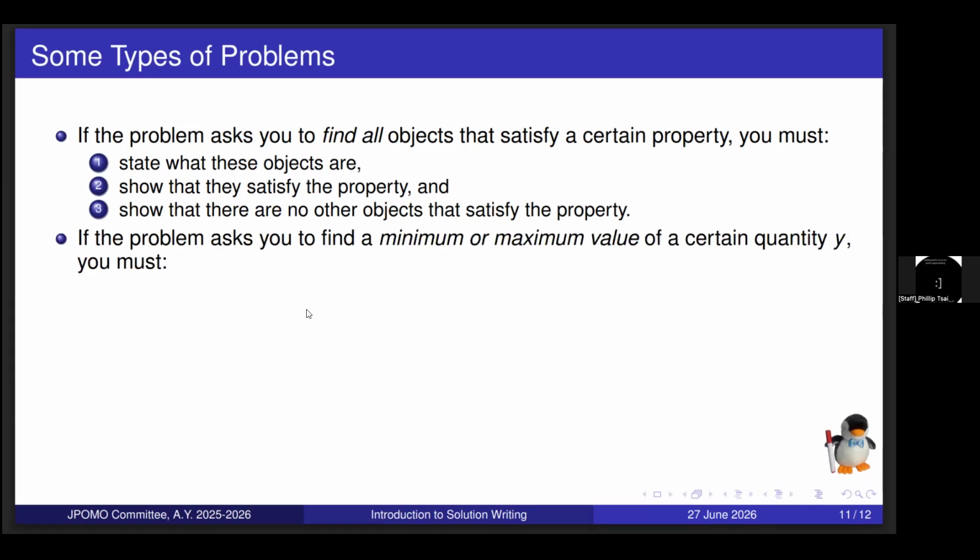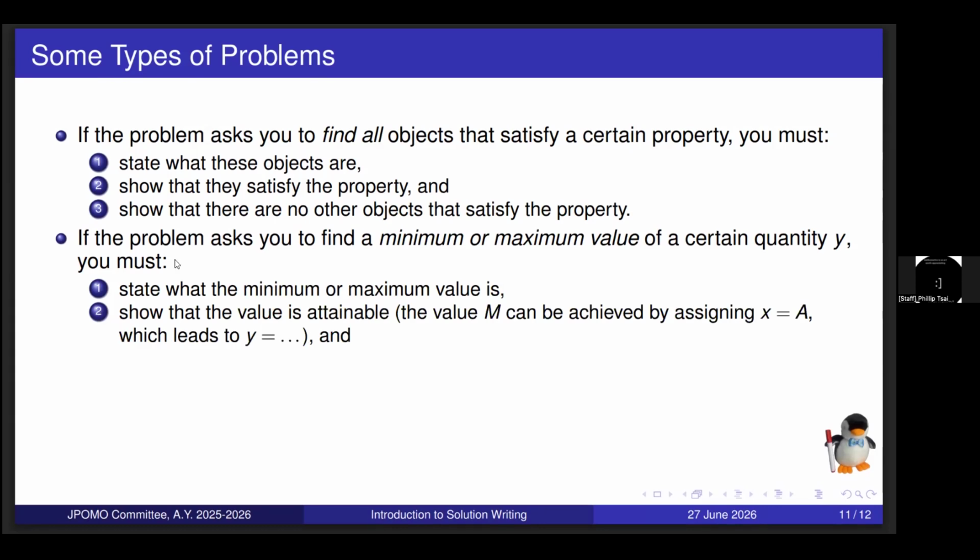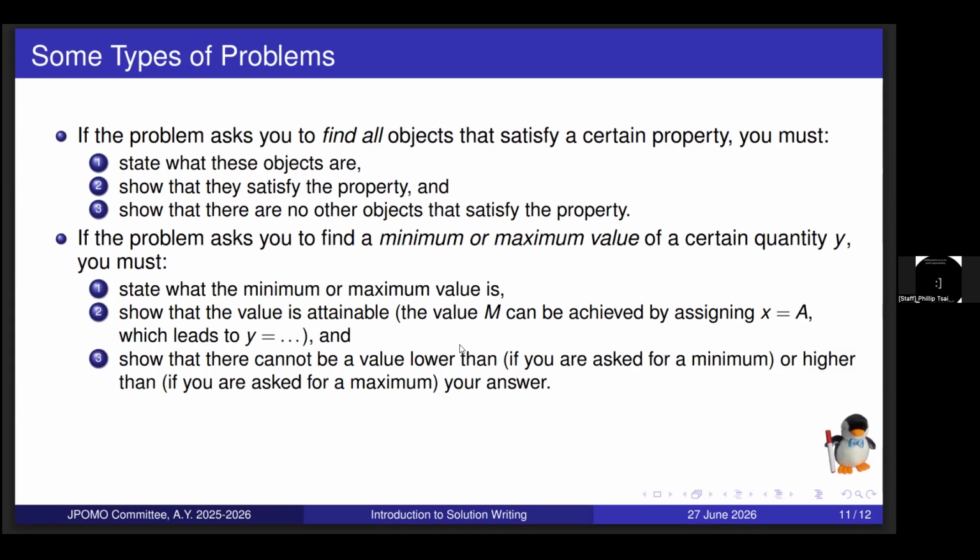And if the problem asks you to find a minimum or a maximum value for a certain quantity, then you must, number one, state what the minimum or maximum value is, and then show that the value is attainable. And then lastly, show that there cannot be a value lower than your answer or higher than your answer, which means a value more extreme than what you're trying to find.